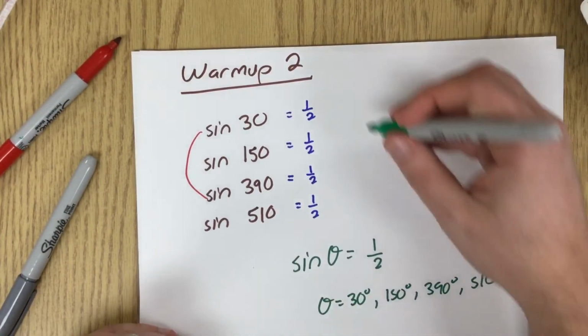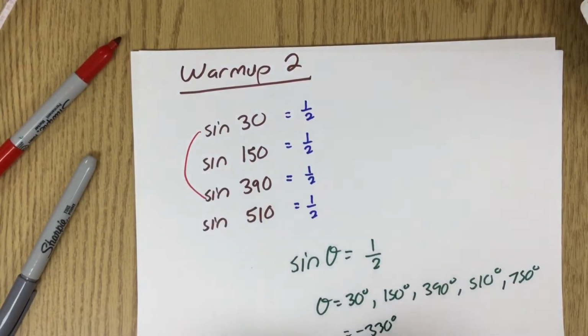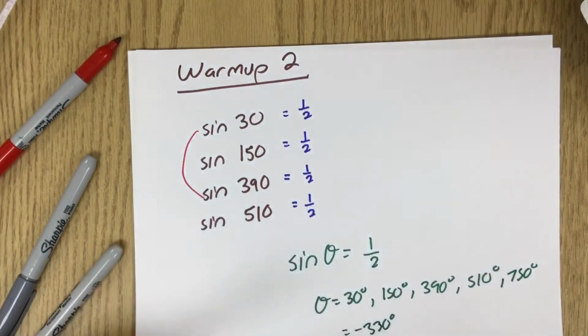So it turns out 750 would also be an answer. Or we could go in negatives. We could go back 360. And so there's lots of potential answers. But there's also these over there.